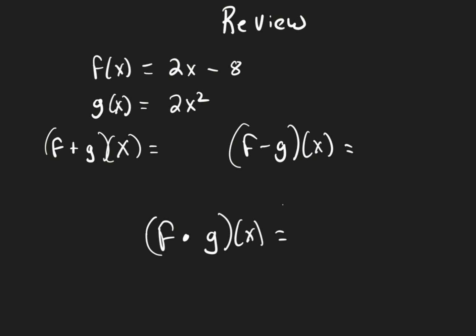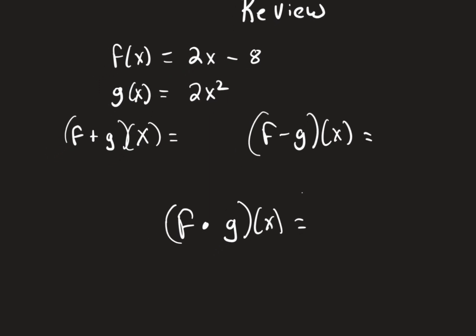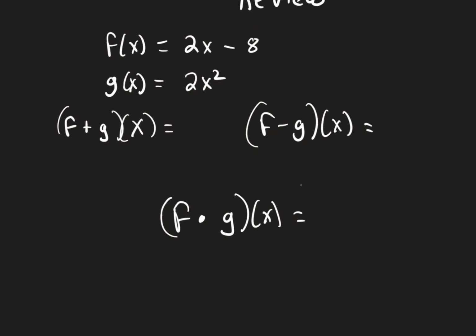All right, a little review from yesterday, last couple days. So the first one, you're asked to take f plus g of x. Now, we've got a binomial and then a monomial. So we've got two terms and we've got one term. So there's really not much to worry about with this, especially when we do the subtraction one.